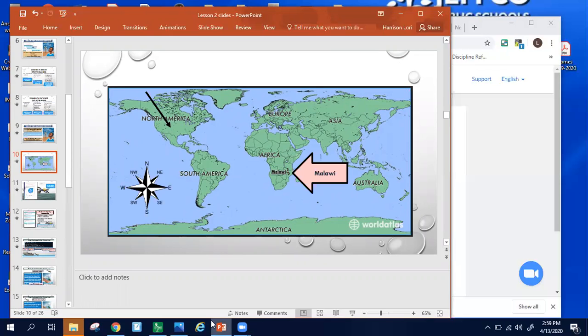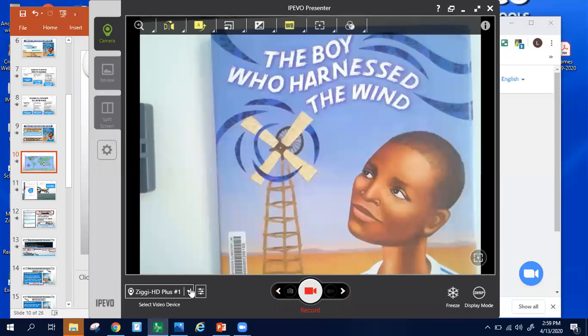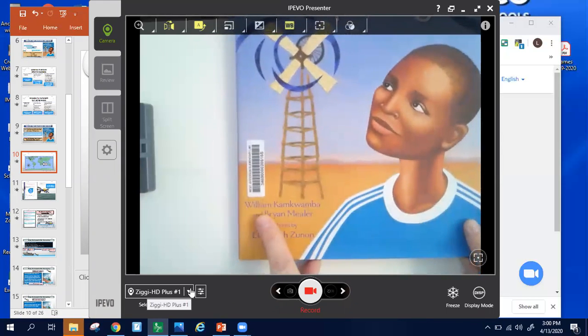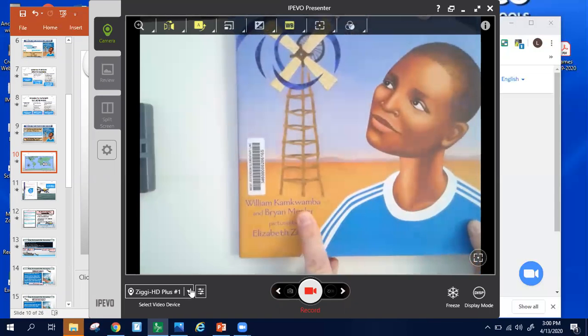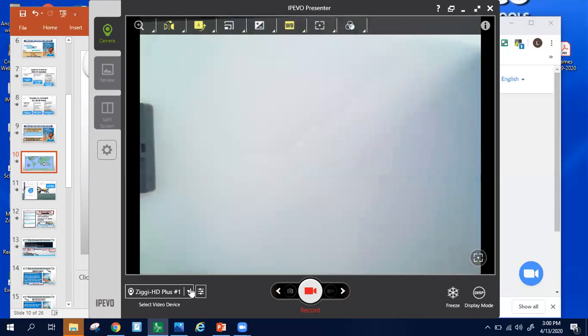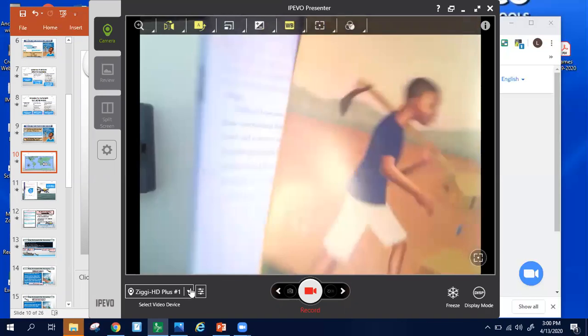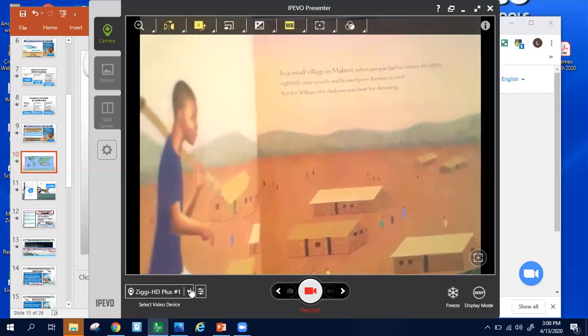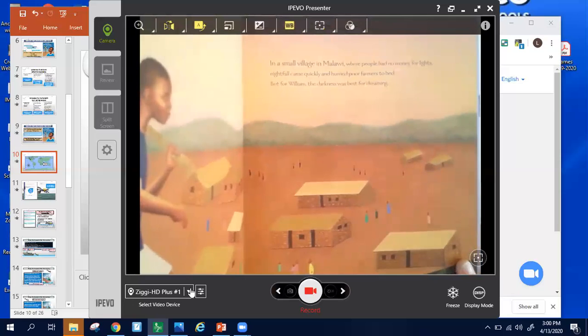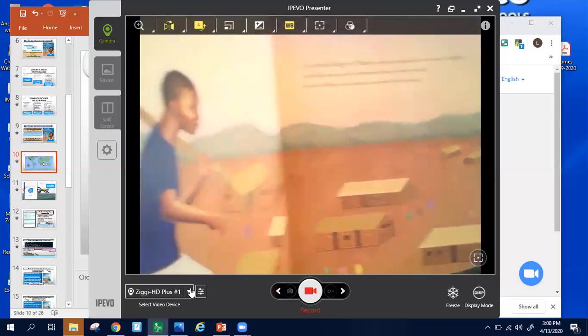Okay, so I'm going to flip over to our book, and let's read The Boy Who Harnessed the Wind. It's by two authors, William Kamkwamba and Brian Meiler. You'll notice that one of the authors is actually the character in the book. So here we go. In a small village in Malawi, where people had no money for lights, nightfall came quickly and hurried poor farmers to bed. But for William, the darkness was best for dreaming.